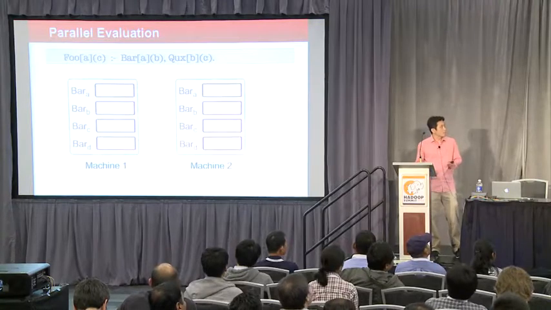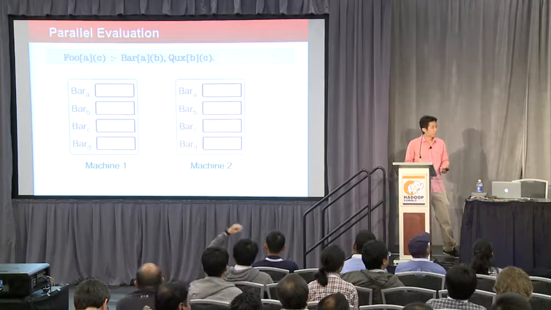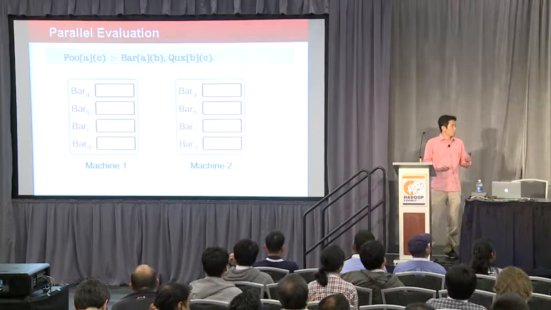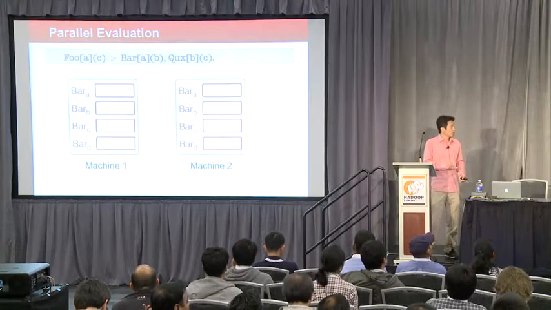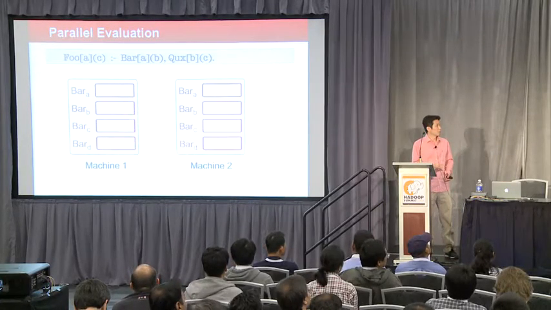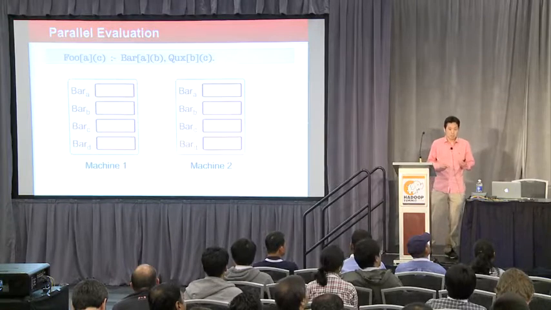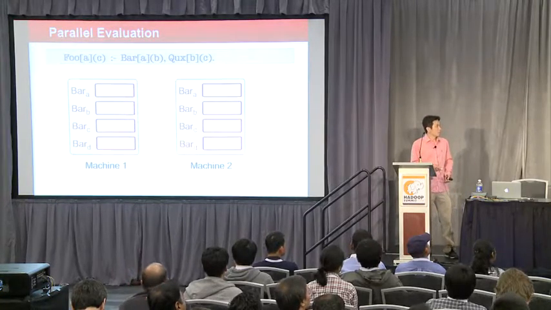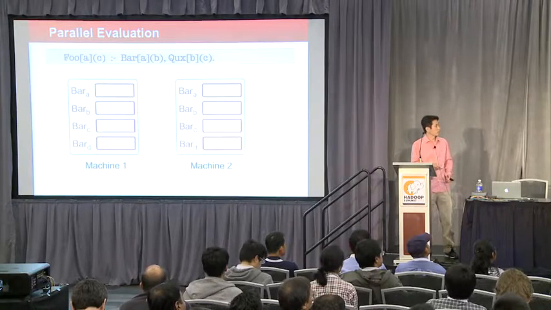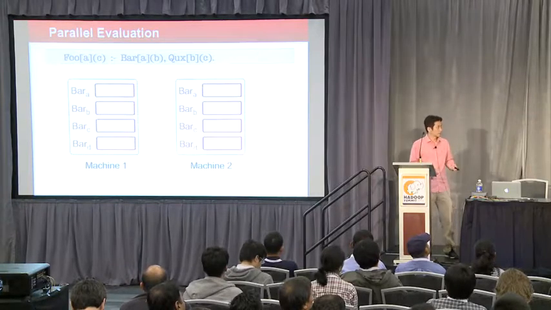Let me use the same rule here to describe how we make use of multiple cores. The tables are partitioned, and each partition in each machine is further divided into sub-partitions, like the bar table here. Given a SociaLite rule like this, we create multiple evaluation tasks, as many as the number of sub-partitions in the first table in the rule body. So in this case, we have 8 sub-partitions. So we create 8 evaluation tasks like this.